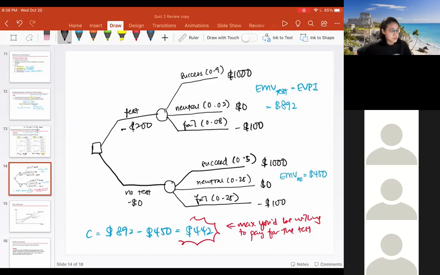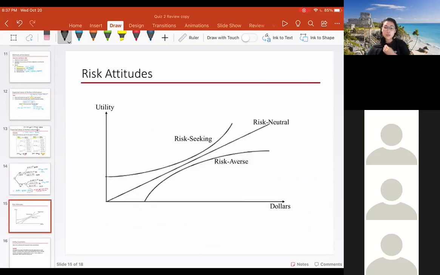This is something that people get tripped up on a little bit more than usual. Okay, so if everybody is good with EVPI, I'm going to move on to risk attitudes. There are 3 risk attitudes: risk seeking, risk neutral, and risk averse.